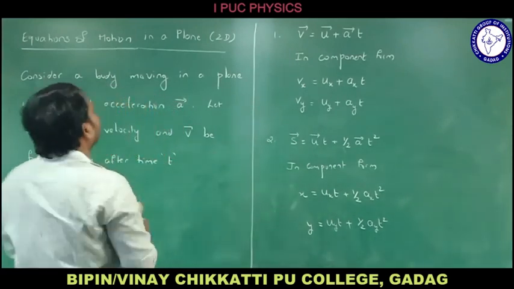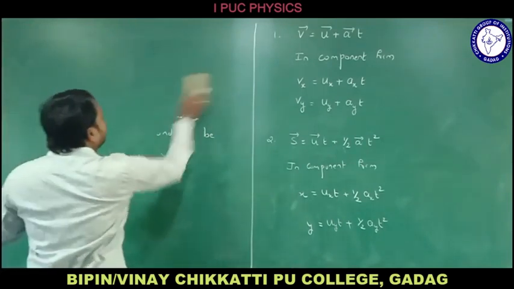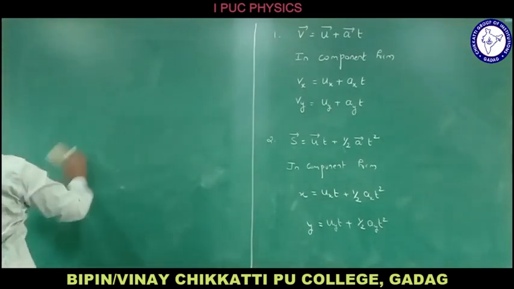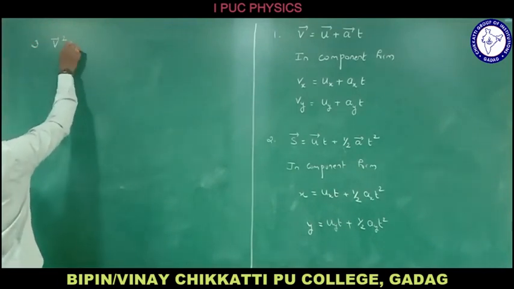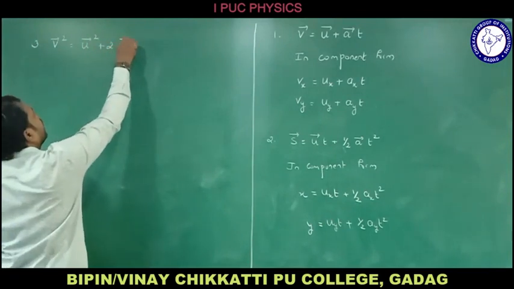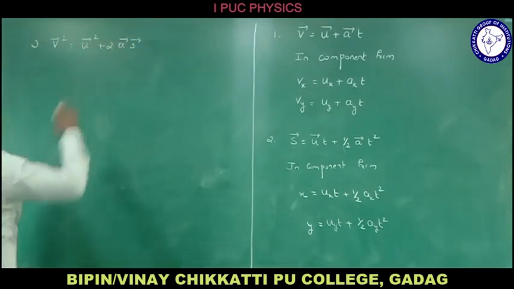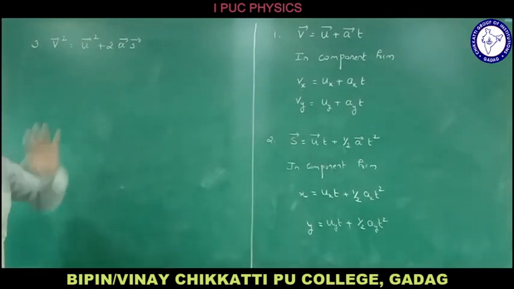Let me go with the third equation, right? The third equation is v square, that is a vector. v square is equal to u square plus 2as. Here, all the terms are vectors itself, right? So v square is equal to u square plus 2as, right?